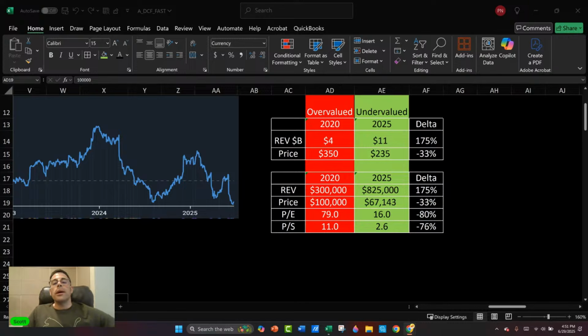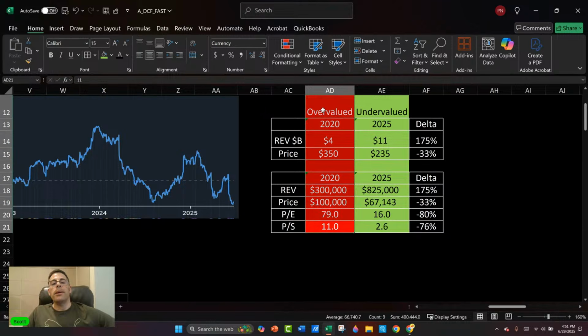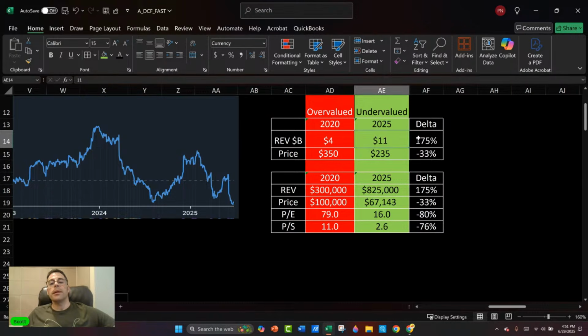So this just shows you in 2020, it was extremely frothy, and it probably would have been a good idea to avoid it and wait for it to come down. Because in order to become a good value, there's a couple of things that have to happen. Either stock price goes down, or revenue goes up. That both happened. Stock price went down 33%, revenue went up 175%. And now it appears to be trading at an appropriate level.